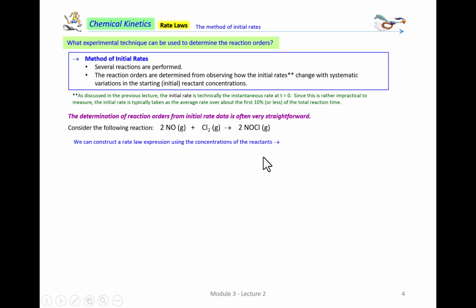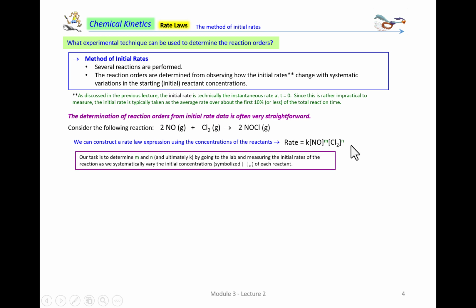So what we have here is we say the rate of the reaction is equal to a rate constant times the concentration of NO, one of the reactants, raised to some power that we're going to figure out, times the concentration of chlorine raised to some power that we're going to figure out using the method of initial rates.